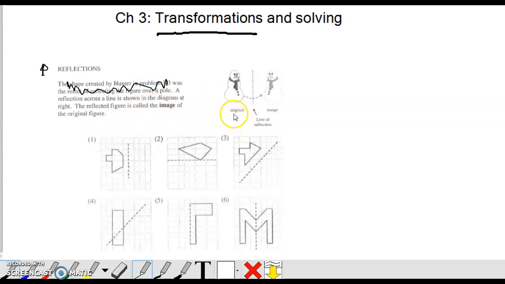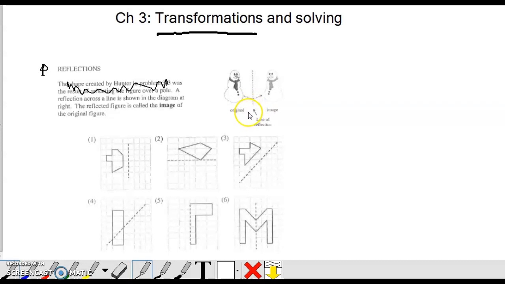So whenever you're looking at the original drawing, the original picture, the original figure, we call it the original. Anything that has some sort of transformation to it, we call the image. And so when we reflect, we usually have some sort of line of reflection, and things to kind of focus on is what the picture looks like.